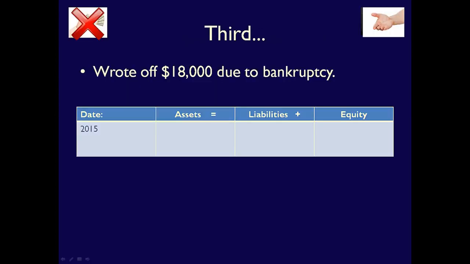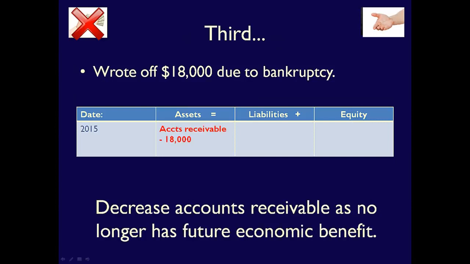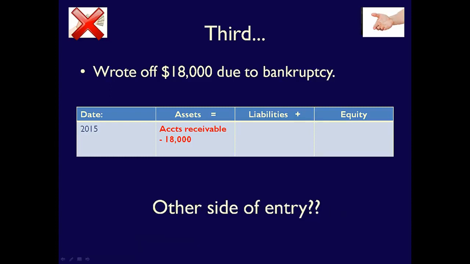Now, our next transaction is the customer who finally declared bankruptcy. The company has to write off $18,000 worth of accounts receivable. How should we record the write-off? Well, the first thing we should do is decrease our accounts receivable because we now know who is going bad, so we can get rid of their account. Therefore, our accounts receivable will go down by $18,000. What about the other side of the entry?